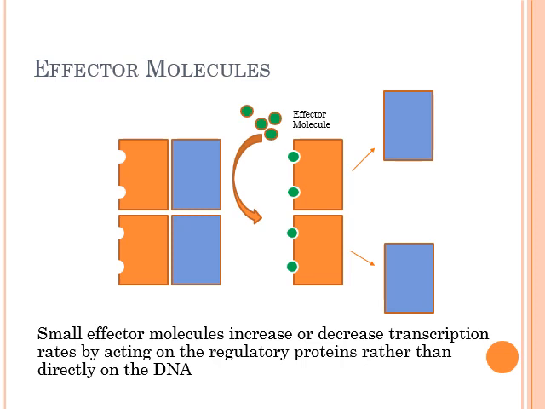They can act to change the shape of an activator, making it more likely to bind to the DNA. They could change the shape of a repressor, making it less likely to bind to the DNA, and thus speeding up transcription.